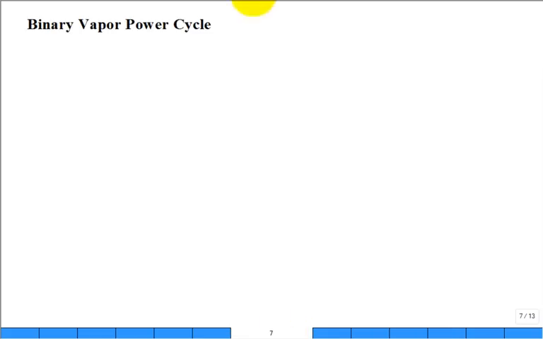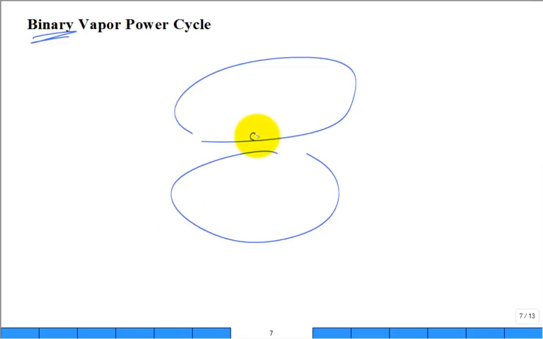Binary vapor power cycle. What did they do right here? What's that mean? Binary. Just two. So you have a cycle on top of a cycle such that the condenser of one feeds into the boiler, and it's just a heat source. And this would be a good one to have an organic, and this may be water. Maybe you're just trying to get more out of it. All right? And so you're going to have a different fluid that's going to be boiling.